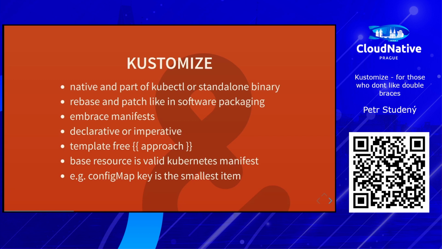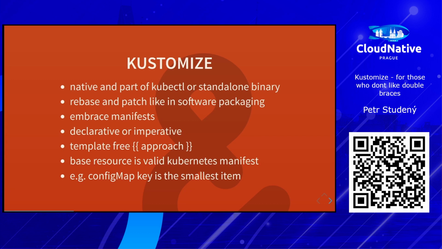With Kustomize, when you create your base resource, it should be a valid Kubernetes manifest, which is nice because you can test each layer if it is valid, and you don't have some kind of intermediate state which is not readable at all.